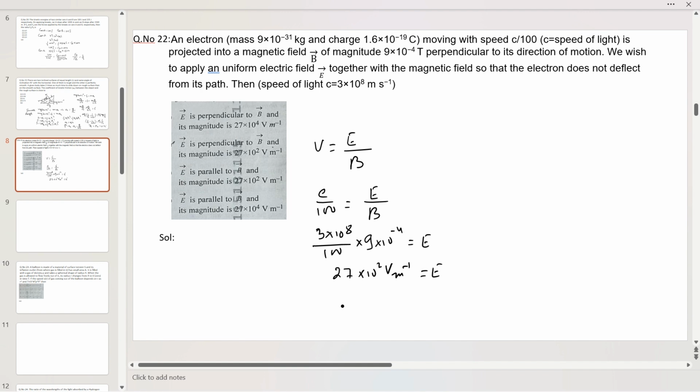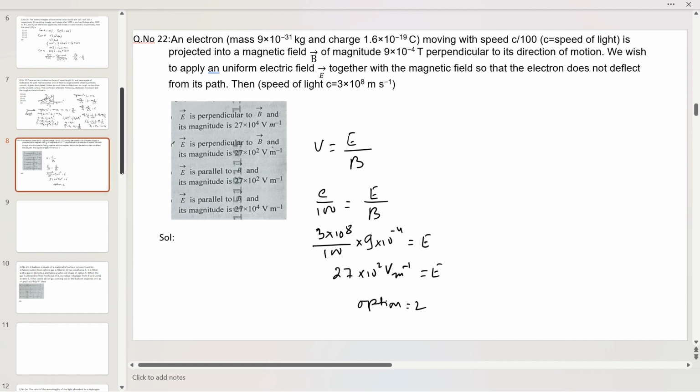E is the electric field, perpendicular, of magnitude 27 per meter. In the other option, E is parallel, both magnitudes 20. Your second option: E is perpendicular to B, and its magnitude is 27 into 10 to the power of 2. If you calculate, it is 10 to the power of 2. So your option 2 is the correct answer.